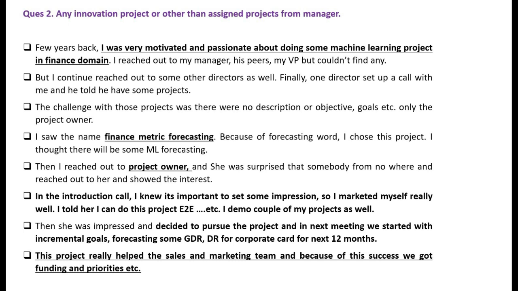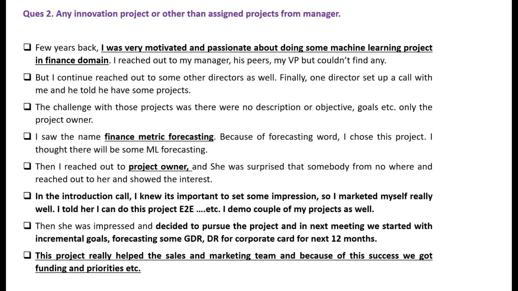And the first goal was that we decided to forecast some of the finance metrics, let's say sales or revenue for some of their products for the next 12 months. So we worked on this project for almost 6 to 7 months. I was the first one who started, but then we eventually scaled up our team from 1 person to 5 persons from diverse skill sets.